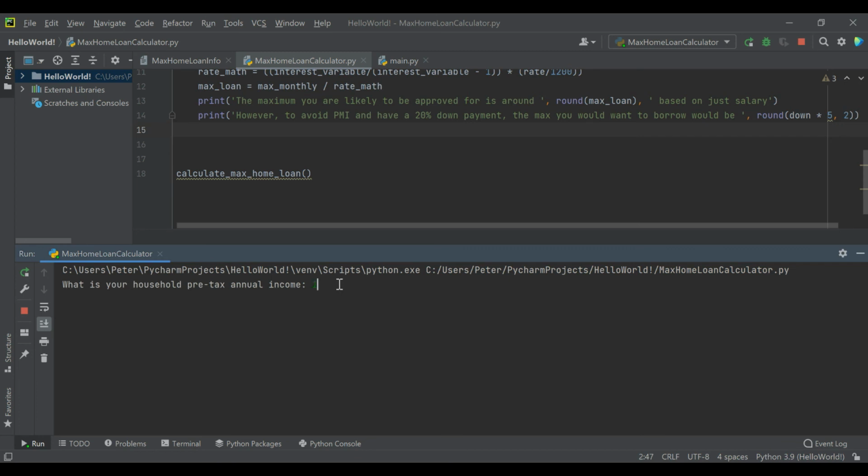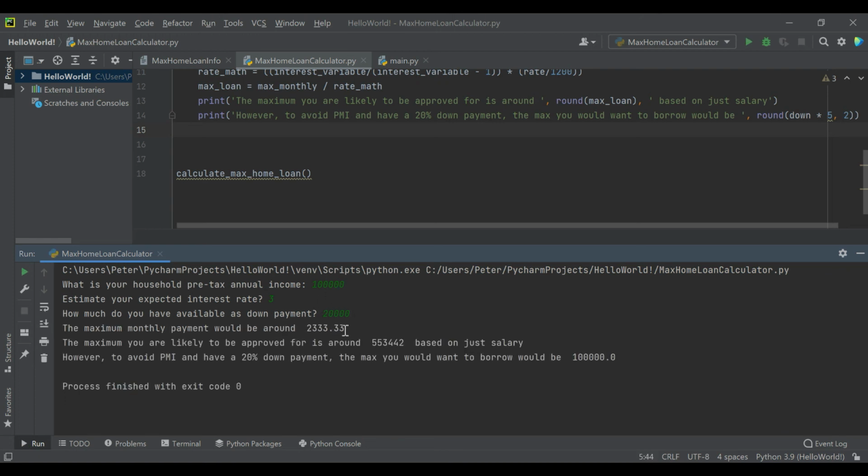So household, say we're doing pretty well, making 100 grand, and we're expecting a 3% interest rate. Rates are super low right now. And sure, we have 20,000 as a down payment. So it's saying you probably would get approved for a monthly payment of around 2,300, which is a house around 550,000. Goodness. Purely based on salary. But if all you have is 20 grand for a down payment, then you might want to shoot for a mortgage more around 100 grand. Otherwise, you're paying a couple hundred dollars a month in PMI.